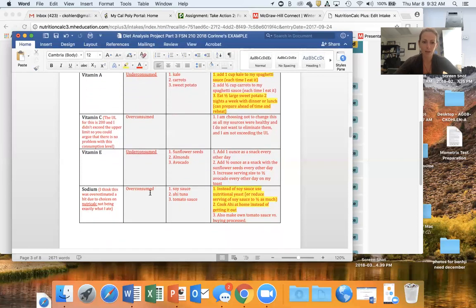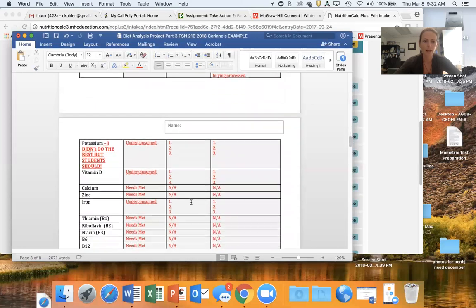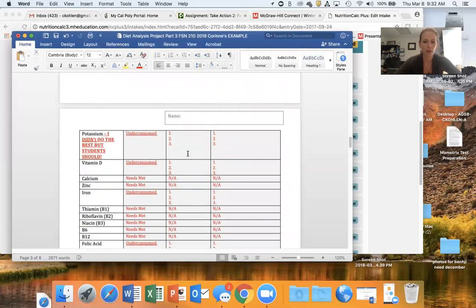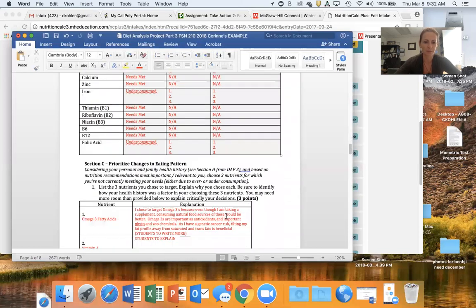Sodium, I did overconsume. I think part of it was diet, part of it might have been NutriCalc discrepancies. So for example, soy sauce, I'm going to cut it back. I'm going to cook ahi tuna at home instead of going out and make homemade tomato sauce. I did not fill out the rest of this table, but you would fill out the entire table.